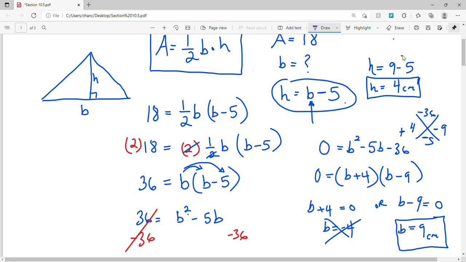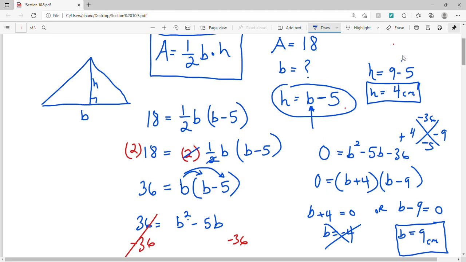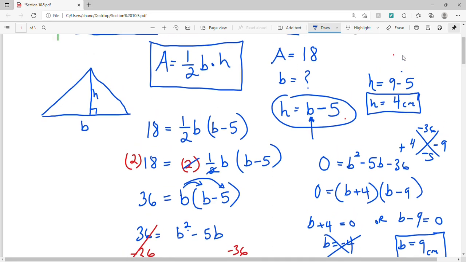So that's it. The height is 4 centimeters and the base is 9 centimeters. To check my work, I could substitute 4 for the height and 9 centimeters for the base and multiply by 1/2. So let's do that. We have 1/2 times 9 times 4.